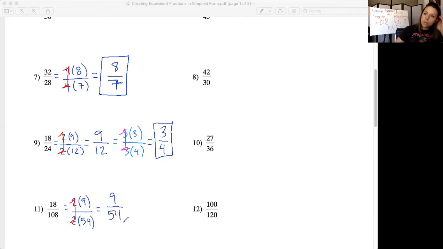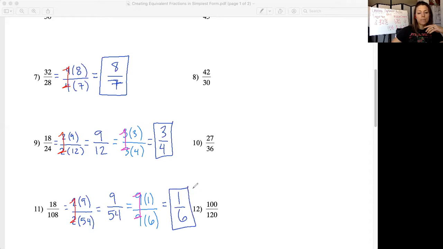Ooh, 9 54ths. Let's see, does 9 go into 54? I think it does. 9 goes into 54 6 times. So we are not done here. So we're going to factor out 9. 9 is 9 times 1. 54 is 9 times 6. Do I believe that? Yeah, 9 times 6. And 9 ninths is our second big one. And our final answer here is 1/6. And anytime 1 is in your final fraction, you've got to be done.